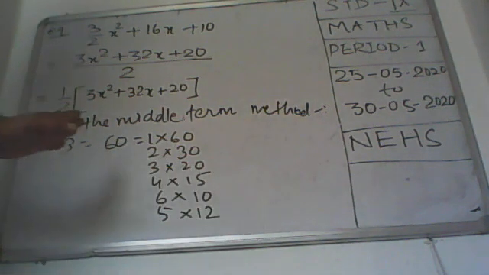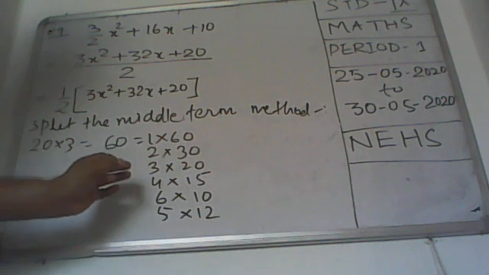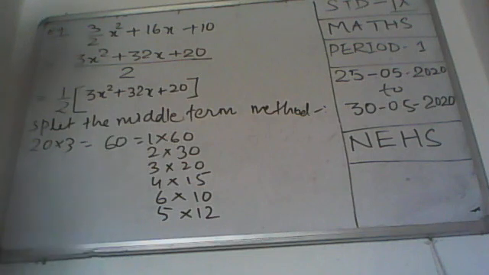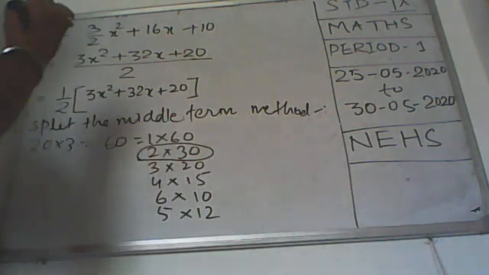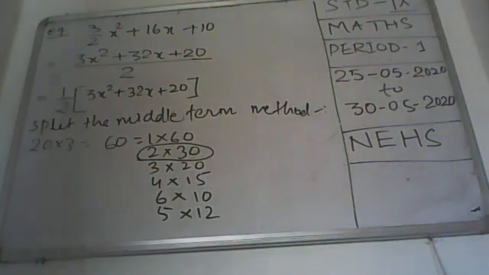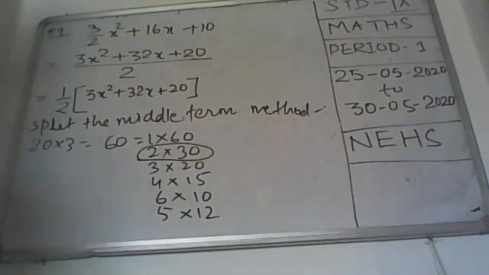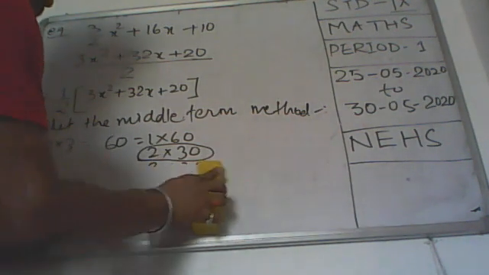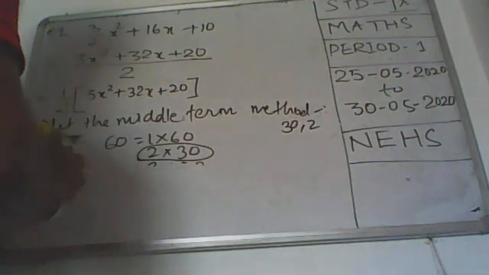Now from all these selections, we have to find which gives me 32. So obviously 30 and 2 will give me 32 only. That means this is my factor. The rest are not my factors, this is my factor only. So we will remove all the other factors, and write 30 and 2 in one corner.